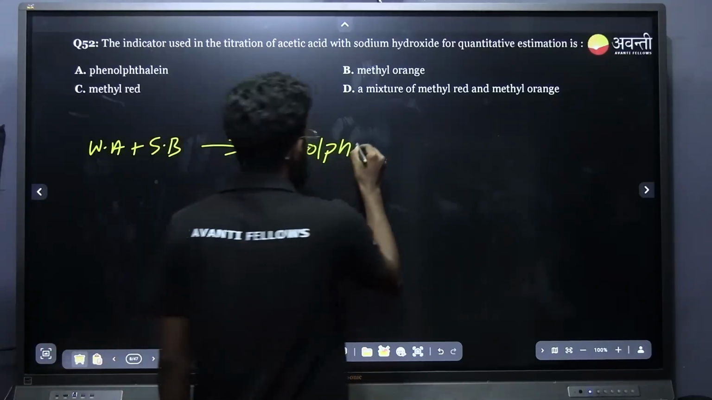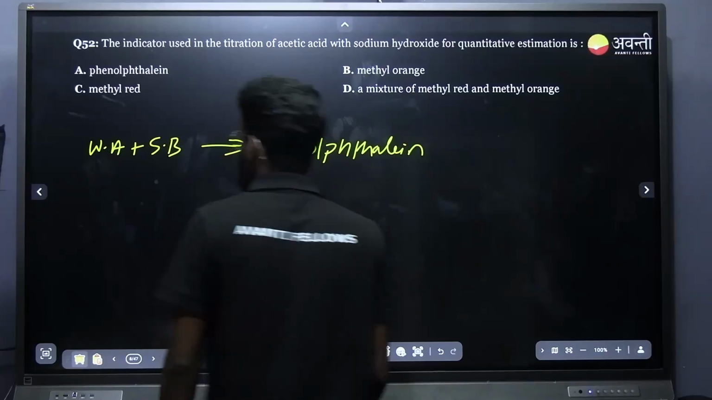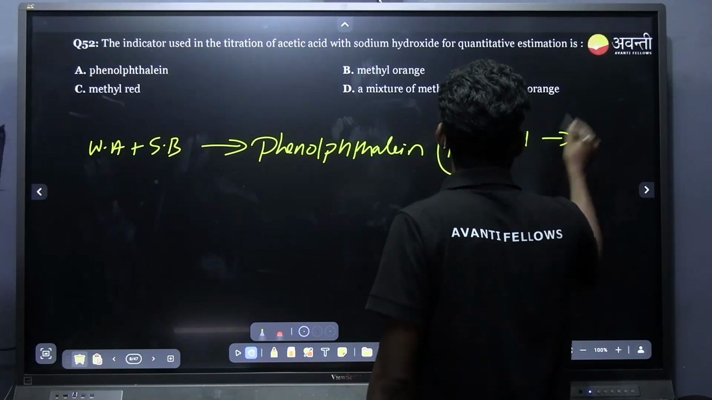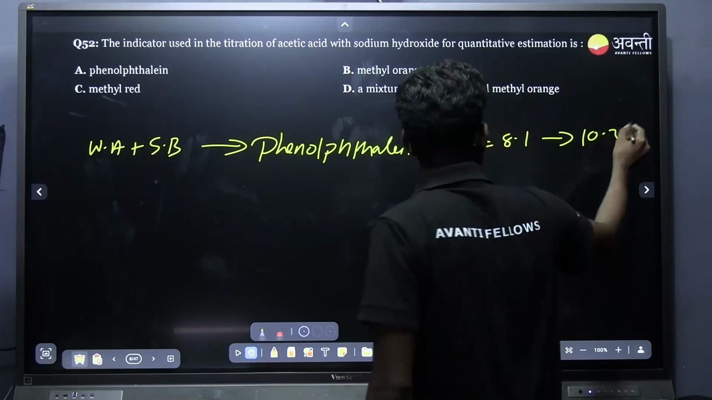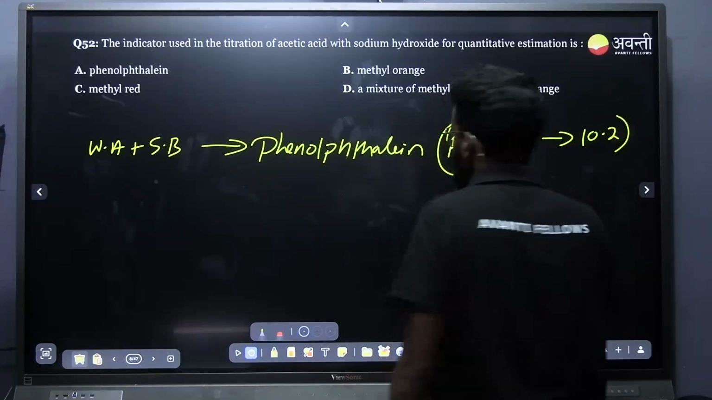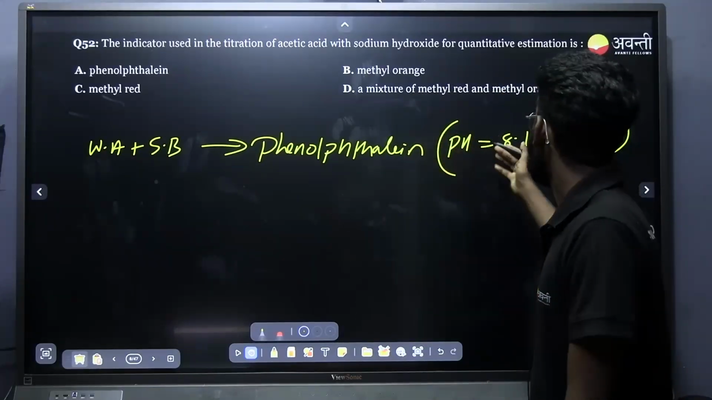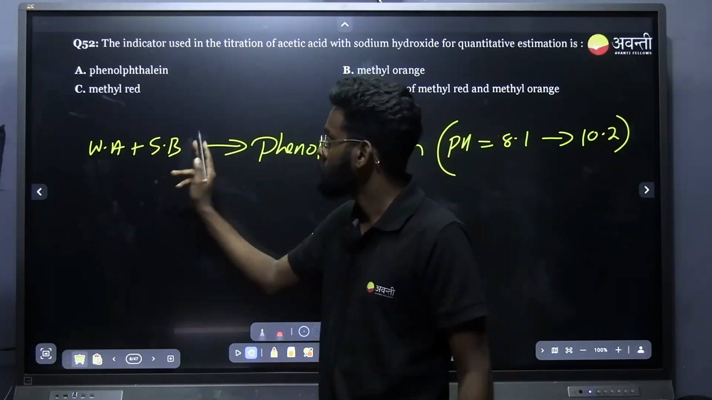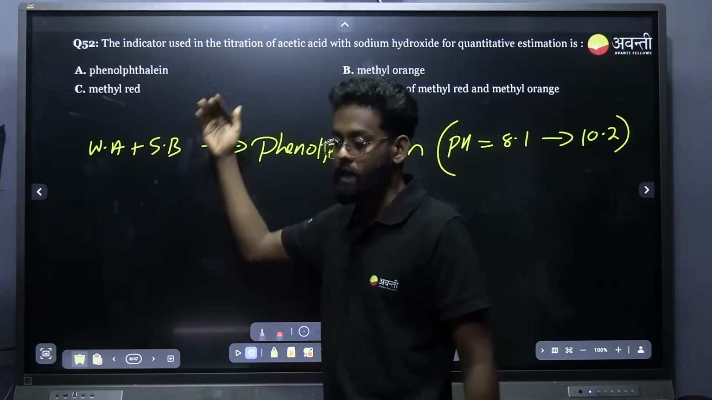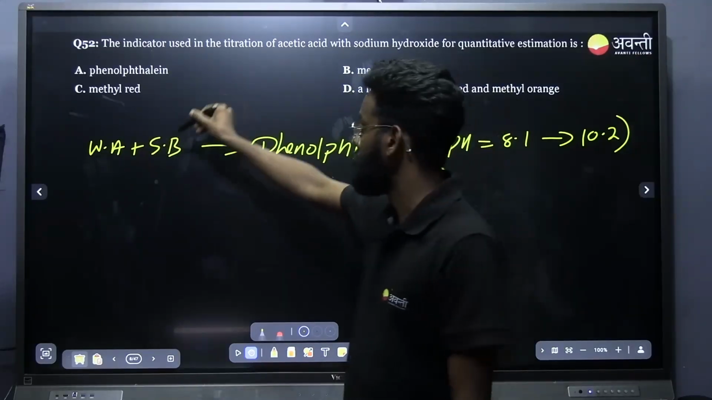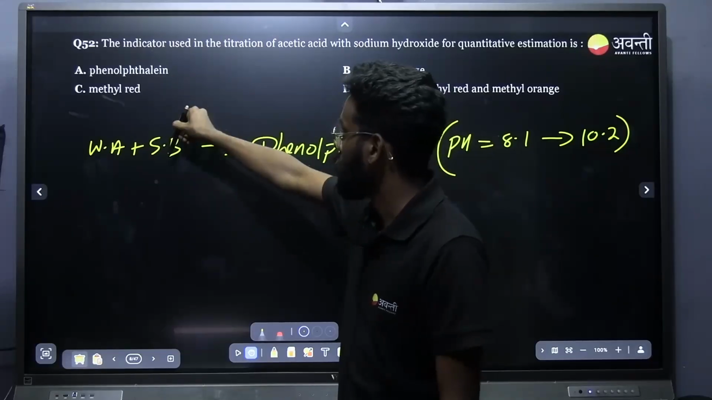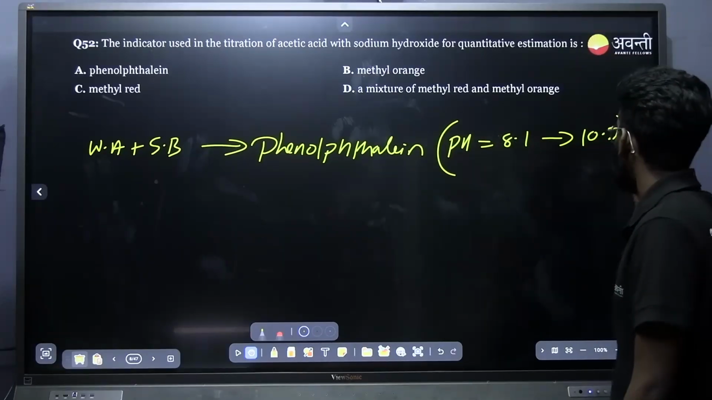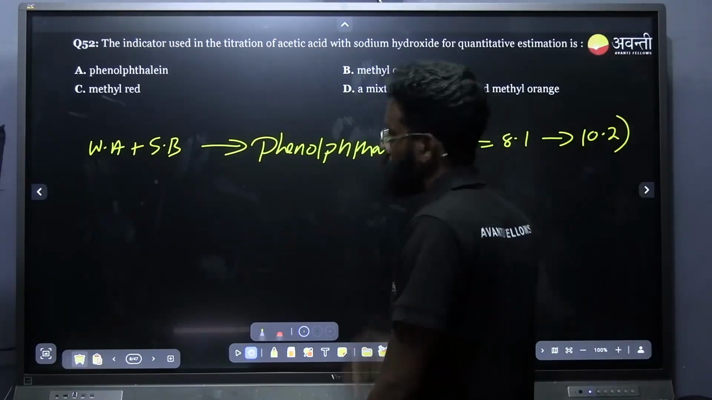Phenolphthalein indicator we will be using, because it will be showing color change in the pH range of 8.1 to, I think, around 10.1 or 10.2. Phenolphthalein will be showing a color change in the pH range of 8.1 to 10.2, and here we are titrating weak acid versus strong base. At the time of endpoint, the solution will be slightly basic, and when the pH is in the range of 8.1 to 10.2, the phenolphthalein will be showing a pink color.